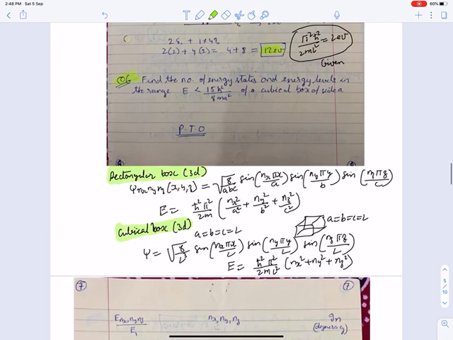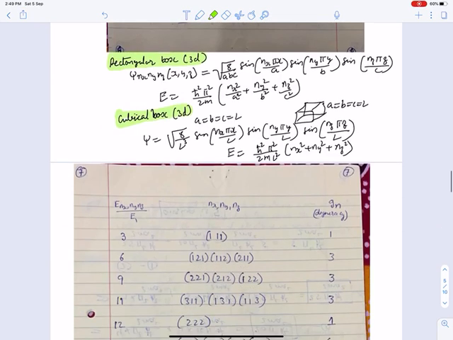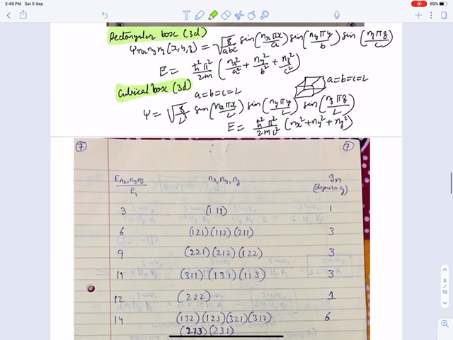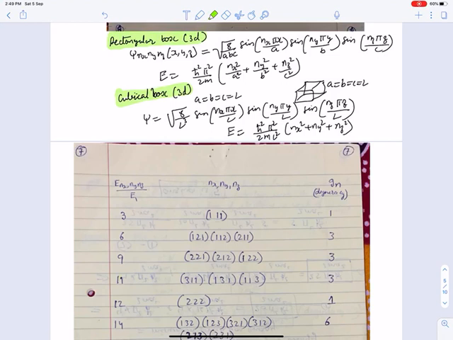Now we have to understand the question. Find the number of eigenstates and the energy levels in the range which is less than 15 h cut square upon 8 m square. So how will we know which states have energy less than 15 h cut square upon 8 m square? Let's do it. Here we have nx, ny, nz, three quantum numbers. Let's start with the ground state 1 1 1. Its degeneracy is only 1.